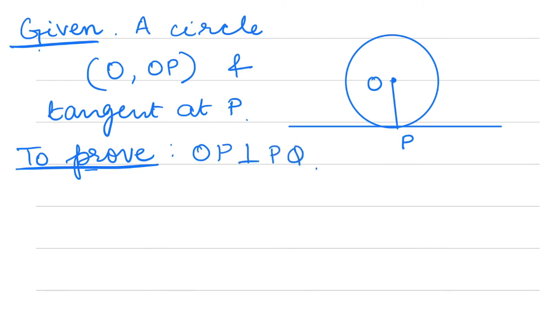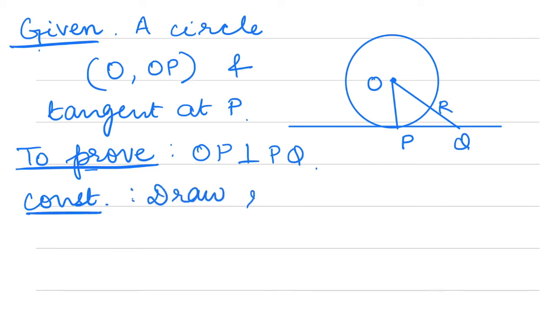PQ means we can draw a line here and extend it till point Q, and let this point be R, intersecting the circle. Now we can do the construction.